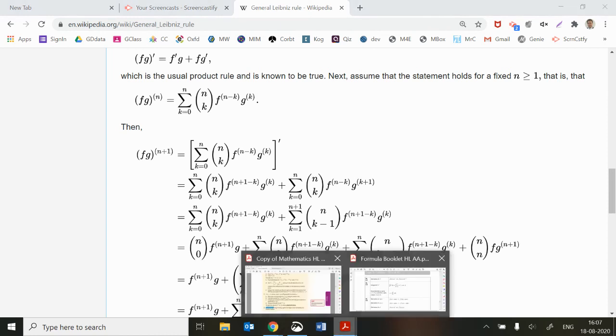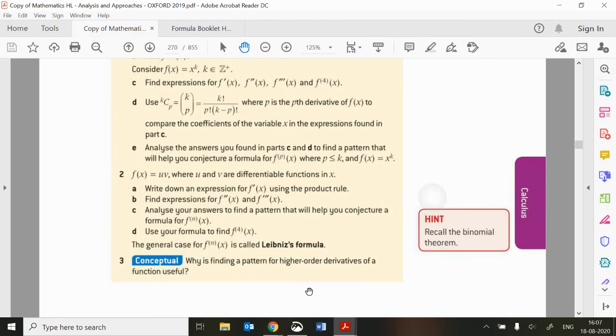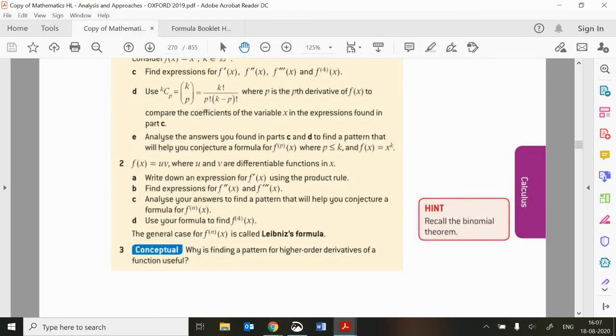And I think they don't finish it off in the book. No, they don't finish it off. They just expect you to have worked to find that.